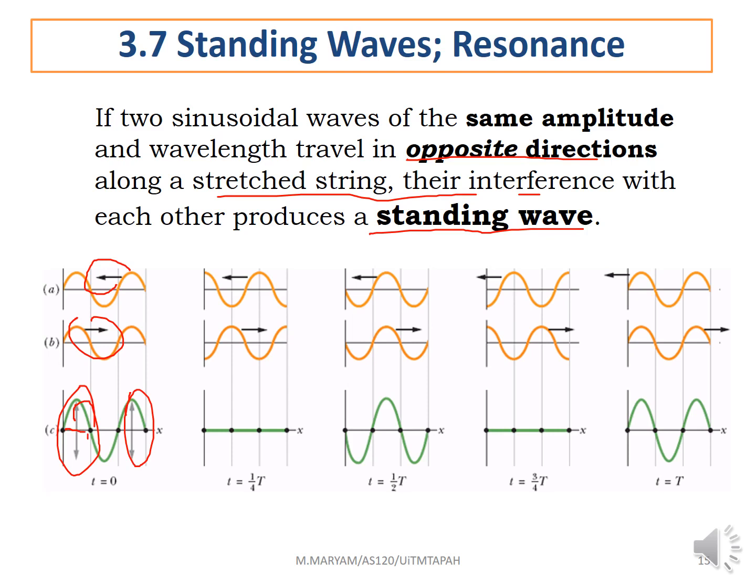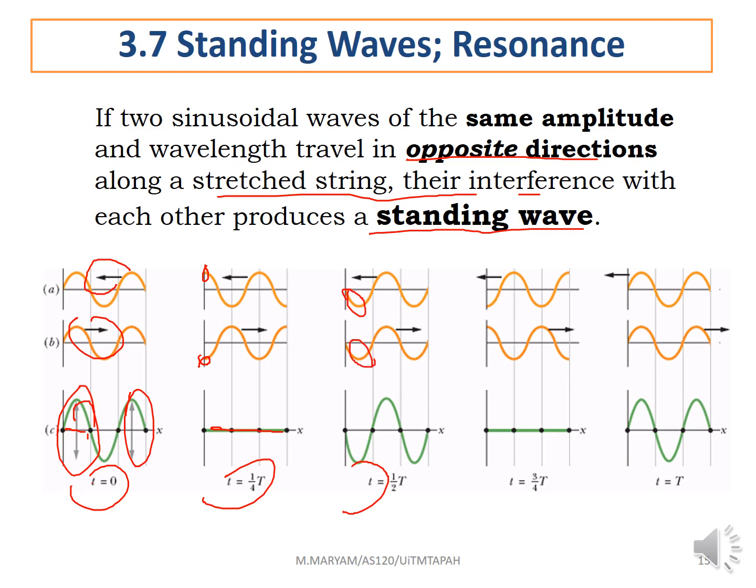Each point represents a node or antinode, and I will show the detail in the next slide. It will differ by time. As you can see, for time equal to 0, this is a standing wave, and at time 1/4 period, this means that when the crest meets the trough, it will flatten. The standing wave will flatten.